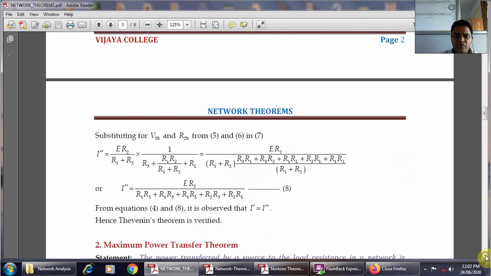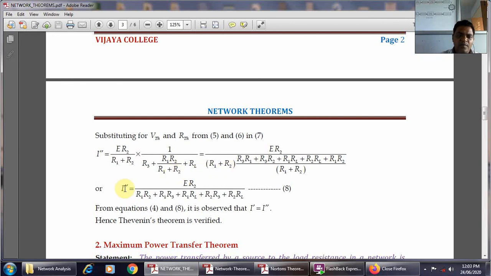Therefore after substituting into equation number 7, I double dash is equal to ER2 upon R1 plus R2, divided by R3 plus R1 R2 upon R1 plus R2 plus RL. Then rearranging the equation, taking the cross multiplication, we get R1 R3 plus R2 R3 plus R1 R2, and then RL gives R1 RL plus R2 RL.